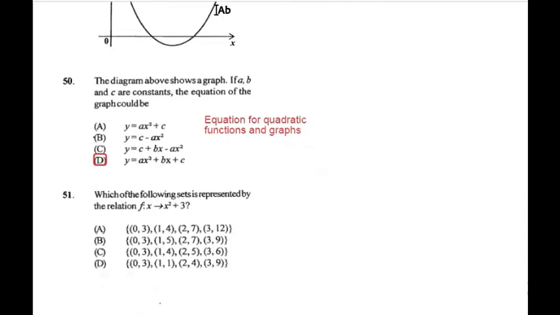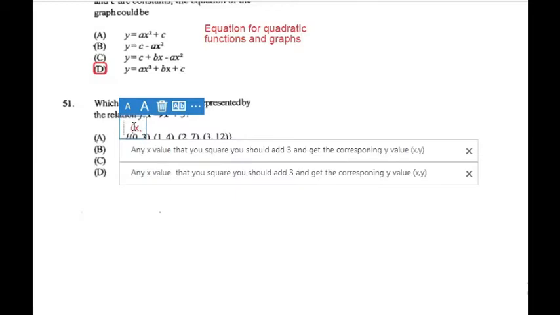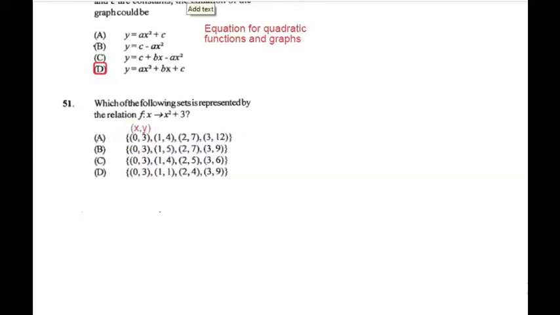So 51, which of the following sets is represented by the relation f of x is equal to x squared plus 3? So remember, coordinates are always written x coordinate first, then y. In this case, it would be bracket x, y. So all these first numbers are x, the second ones are y. So first one's x, second one y. X, y, x, y. So it's x squared, so let's start with A.